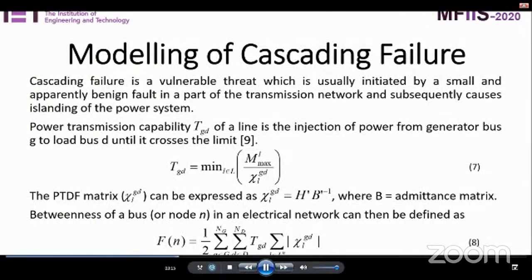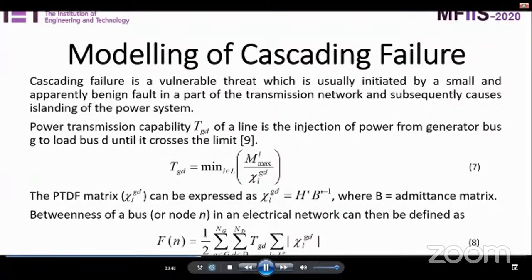Cascading failure is a common incident in power transmission grids when one of the elements fails completely or partially and shifts its load to nearby elements in the system. These nearby elements are then pushed beyond their capacity, so they become overloaded and again shift their load onto other elements, which subsequently causes islanding of the power system.